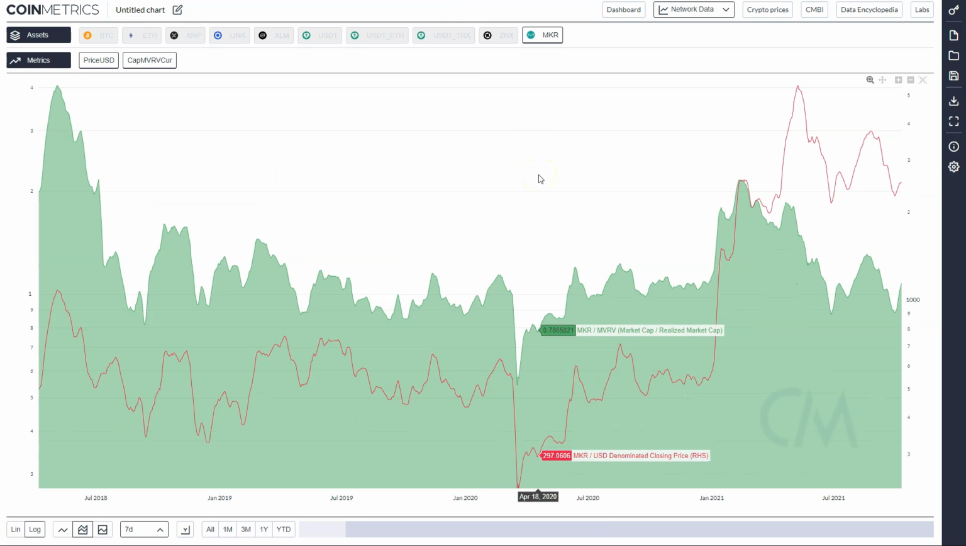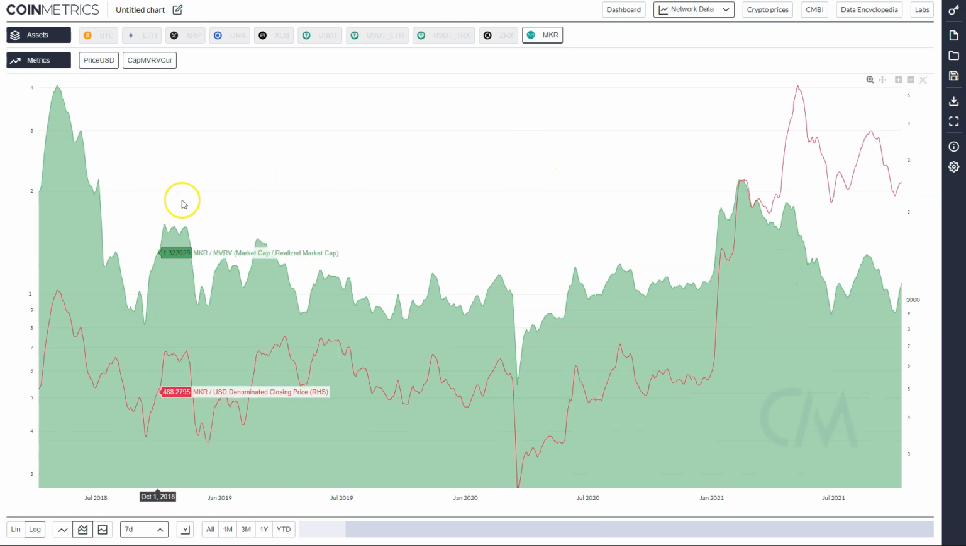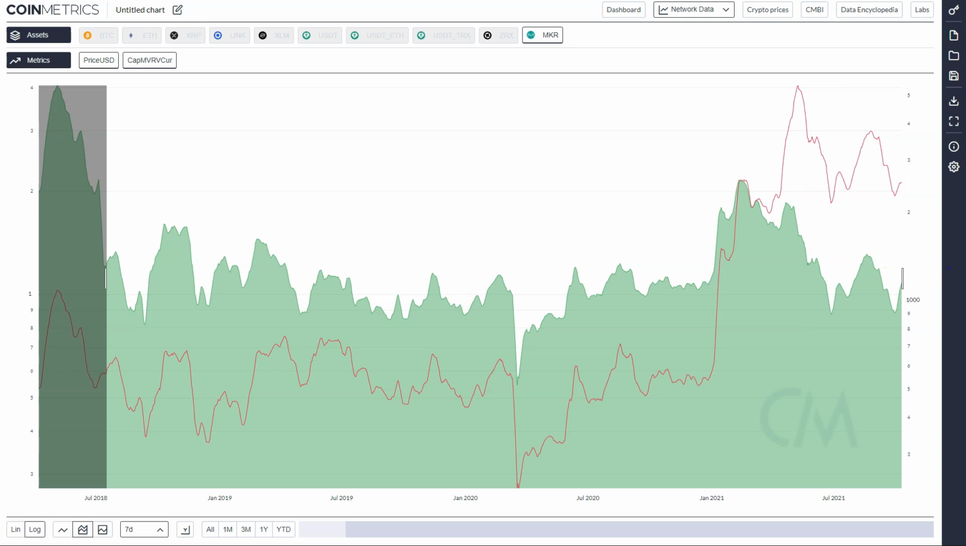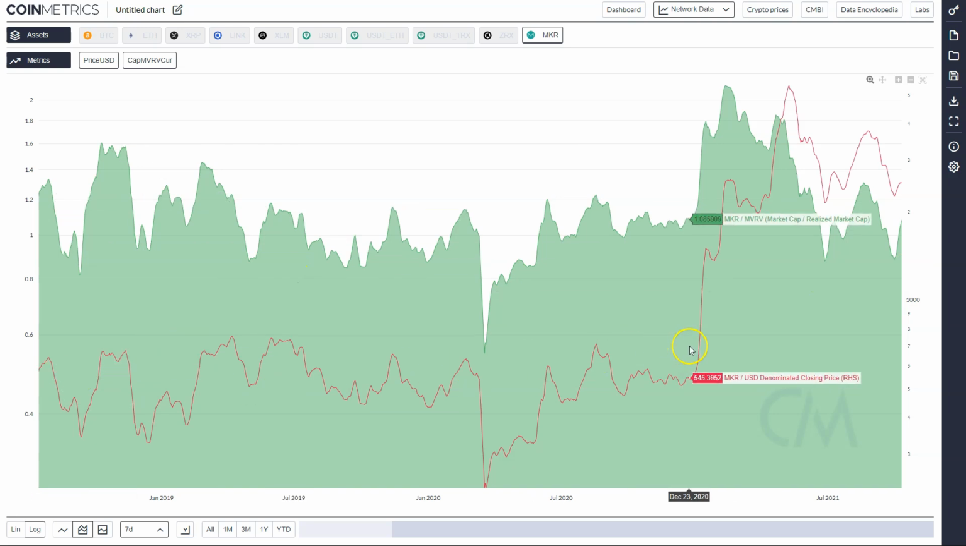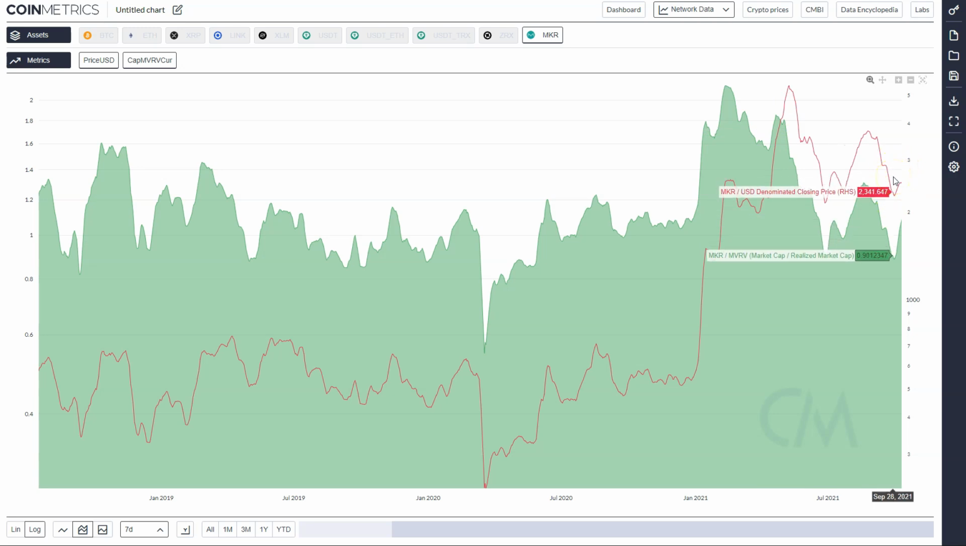MVRV, which is a measure of market cap versus realized cap, currently sitting at 1. Historically, for Maker, there kind of isn't enough data to really know how to interpret this. Maker was flat for so long, although MVRV did top out at around 2. Then you had a bit of a bear div with rising price, lower MVRV. At any rate, I still think 2 for Maker is a good level for MVRV to watch.